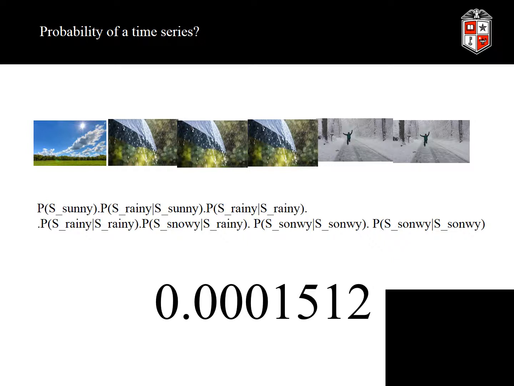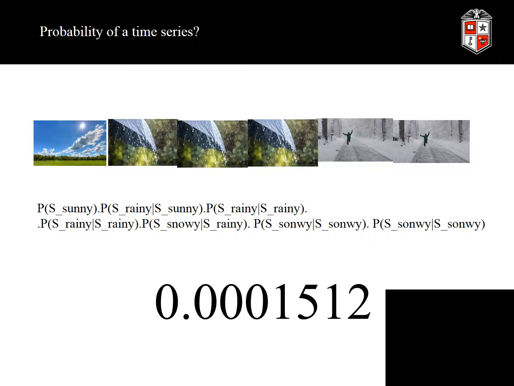Assuming that we want to calculate the likelihood that this sequence of weather happens, meaning the likelihood that it started with a sunny day, and then after that a rainy day, and then ends up with a snowy day as well. So we want to calculate this likelihood.